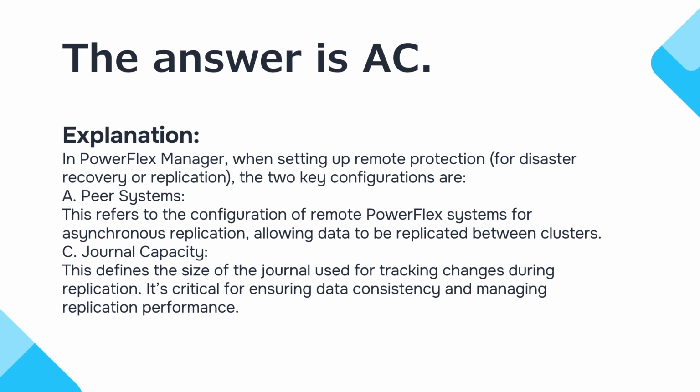In PowerFlex Manager, when setting up remote protection for disaster recovery or replication, the two key configurations are A. Pure Systems. This refers to the configuration of remote PowerFlex systems for asynchronous replication, allowing data to be replicated between clusters. C. Journal Capacity. This defines the size of the journal used for tracking changes during replication. It's critical for ensuring data consistency and managing replication performance.